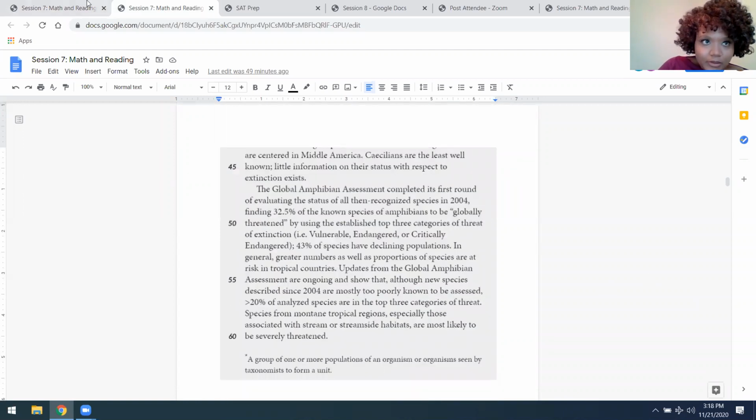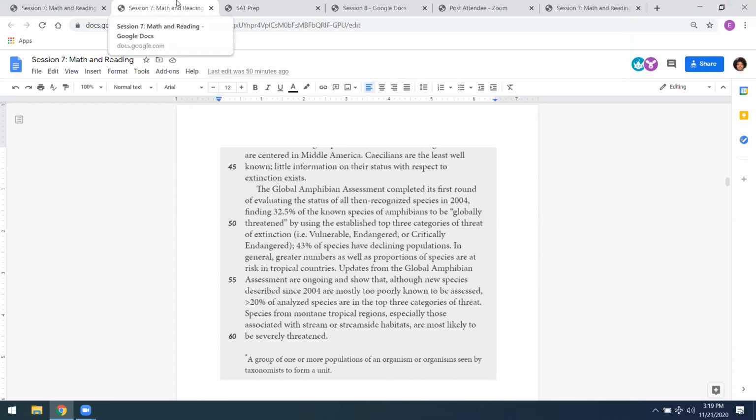You're saying you think it's 44 through 47? Let's see. Sicilians are the least well known. Little information on their status with respect to extinction exists. Global Amphibian Assessment completed its first round of evaluating the status of all then recognized species in 2004, finding 32.5% of the known species of amphibians to be, quote, globally threatened, end quote, by using the established top 3 categories of threat of extinction. Wait, no, the answer choices are different. Yeah, they are. That's what I was saying. You're right. For the original one.